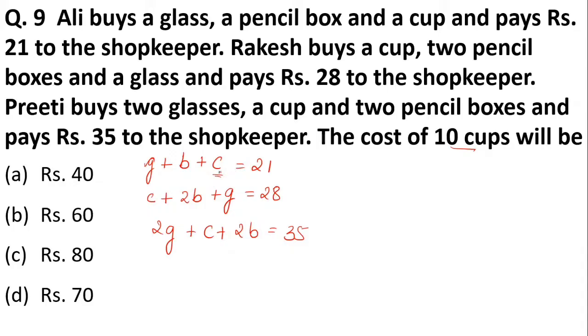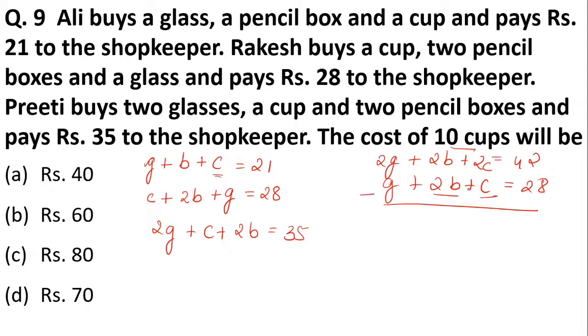So in this kind of question, what you need to do is you have to cancel some terms. So what I will do is I'll multiply this whole equation by 2. Let's see how we are going to do. 2G plus 2B plus 2C gives you 42. Okay. So this becomes G plus 2B plus C gives you 28. Let's subtract these terms. So what do you get? G plus C. How much does it give? 42 minus 28 is 14.